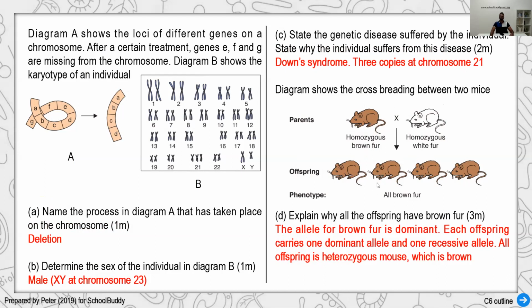So all will carry the dominant allele, and they will also carry white, but the white will not be shown because white is recessive. So all offspring will have both brown and white, and the brown is more prominent.